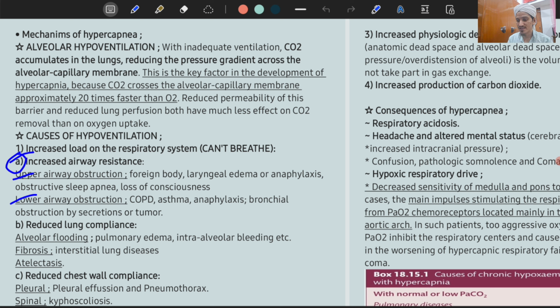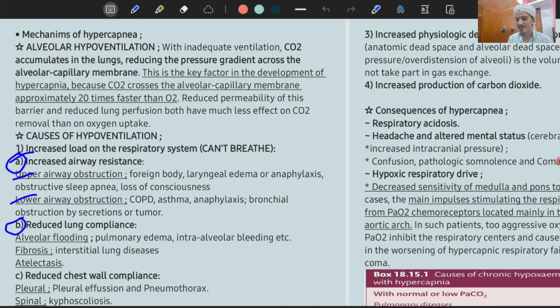Second cause is when there is reduced lung compliance, nothing but when the alveoli are stiff, due to some cause, the alveoli can't expand easily. So the muscles have to apply more pressure in order to expand the alveoli, in order to expand the lung. So that also puts load on the respiratory system.